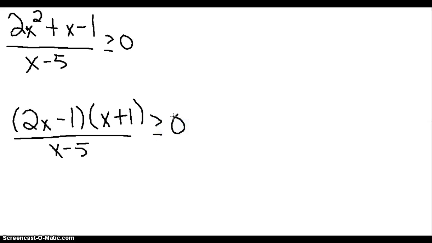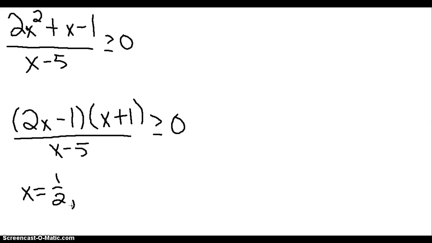Now what we do next is take each factor on the left side of our inequality, set it equal to 0, and solve. I'm going to skip that because I'm assuming you know how to do it, and I want to get to the important stuff. If you took the first factor, 2x minus 1, and set it equal to 0, x should equal 1/2. So that's one of our points of division.